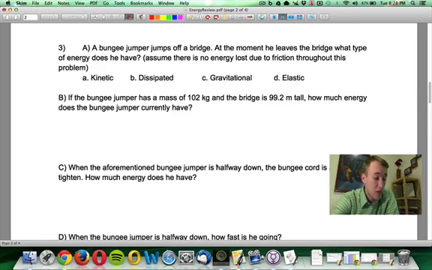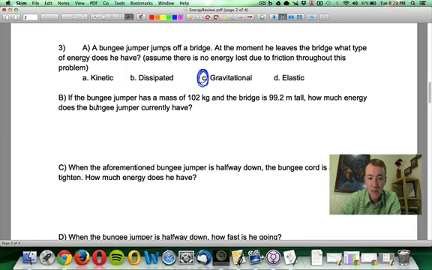Alright, problem number 3 looks a little intimidating. There's parts A through F, but I assure you that this isn't too difficult, and you guys know what you're doing here. We have a bungee jumper that's jumping off a bridge. At the moment that he leaves the bridge, what type of energy does he have? So there's the bridge, he's standing way up there, high above the ground, and he's about to jump off. He's not moving yet, so what type of energy is he going to have? Well, he's going to have the energy of height, and that's gravitational potential energy. That's what he has there at the top of the bridge.